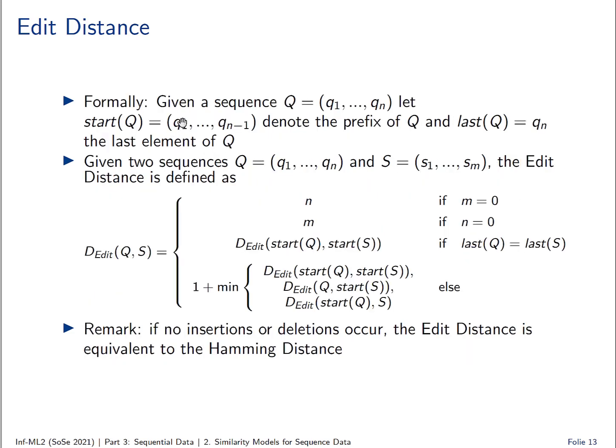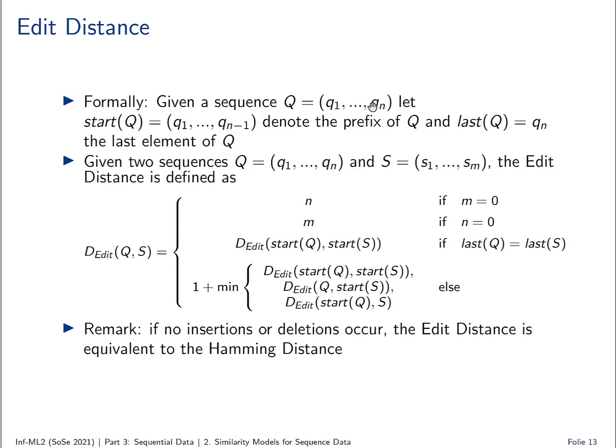It looks a little bit more tricky, but it's not actually. So we have two sequences. First of all, we need some more terminology. We have a sequence Q consisting of n elements, and we denote with start(Q) the first n-1 elements, the prefix, and with last(Q) we just take the last element of Q.